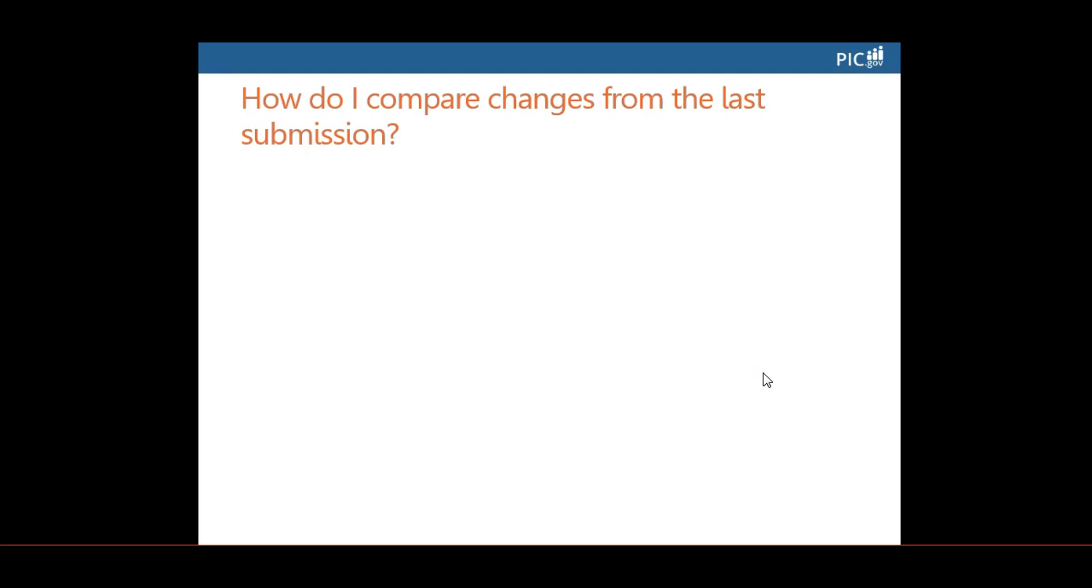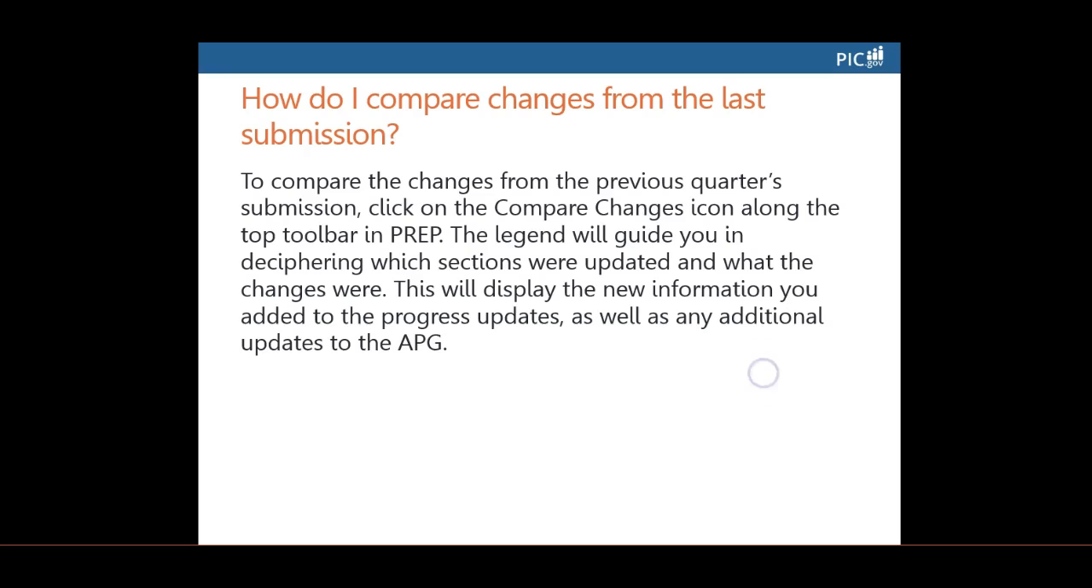How do I compare changes from the last submission? To compare the changes from the previous quarter's submission, click on the Compare Changes icon along the top toolbar in PREP. The legend will guide you in deciphering which sections were updated and what the changes were. This will display the new information you added to the progress updates, as well as any additional updates to the APG.